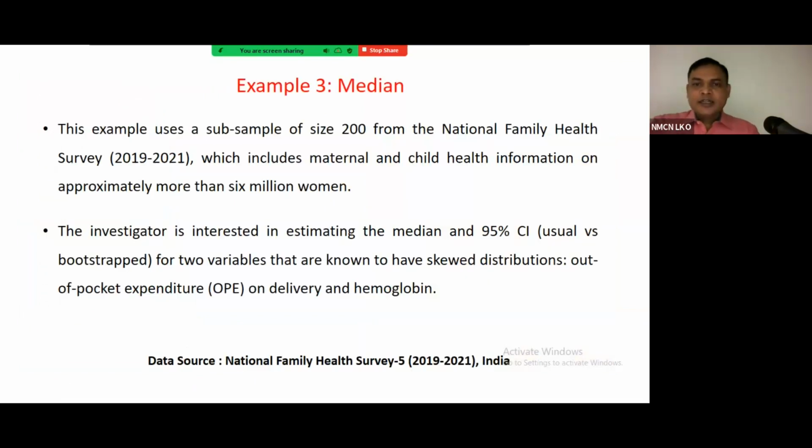Now take another example of median and their confidence interval. In this example, we use a subsample of size 200 from the same population, the National Family Health Survey, which includes maternal and child health information on approximately more than 6 million women. So the investigator is interested in estimating the median and the 95% confidence interval, usual versus the bootstrap, for two variables known to have skewed distribution. One is the out-of-pocket expenditure on delivery, and the other is hemoglobin level.